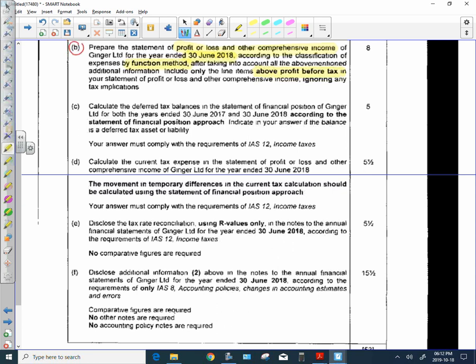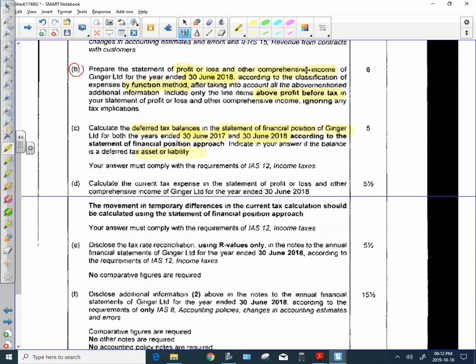Then number C is to calculate the deferred tax balances in the statement of financial position of Ginger Limited for both the years 30 June 2017 and 30 June 2018 according to the statement of financial position approach, and indicate whether your answer is an asset or a liability. And they don't need to tell you that. Please always indicate whether it's an asset or liability.